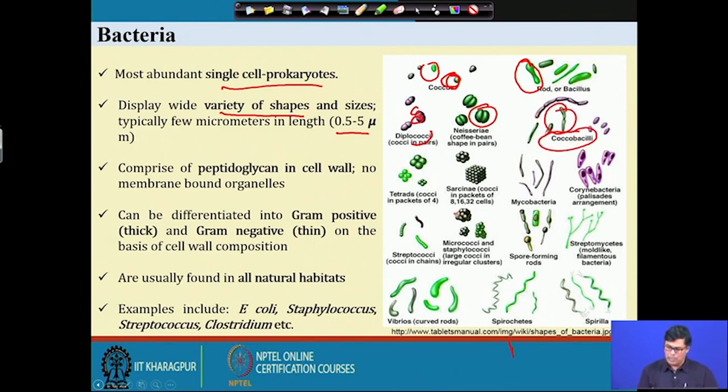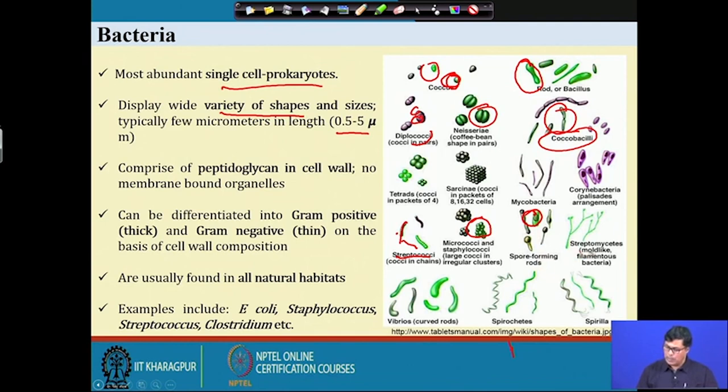Now I want to tell you about streptococci. These are largely available, and they are in a chain formation. You can see the chain formation here. Then there are micrococci or staphylococci, which are clusters of spherical cells. Then the spore formers: you can see that inside there are spores, and spores can withstand adverse conditions.